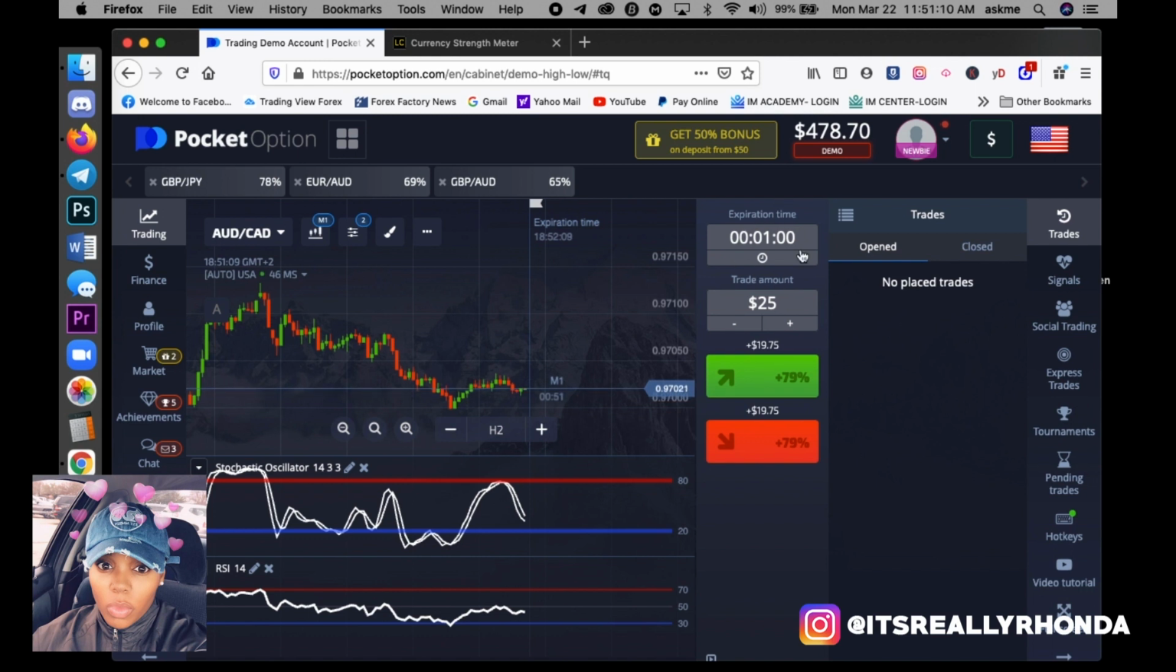Now, the second thing we're going to be looking at is the time frame, okay? Right now, this is on 1 minute. I'm going to change this to a 2-minute time frame. You can just click on it, and you can change it to whatever you want, 10 minutes, 5 minutes if you want. But for this method that I'm going to show you, it's going to be a 2-minute trade.